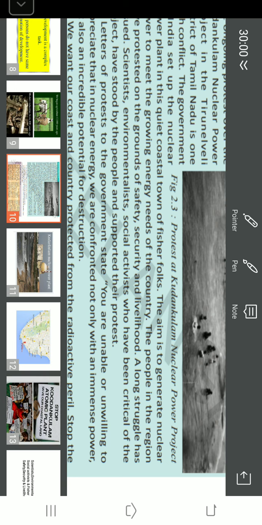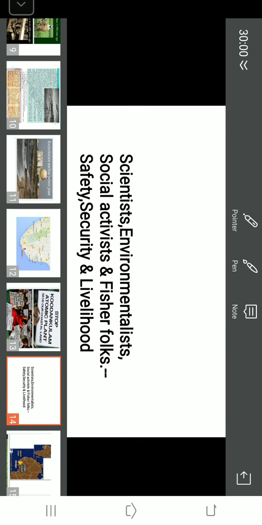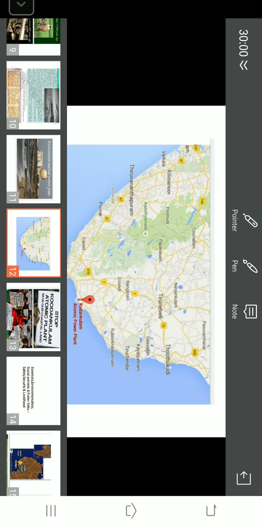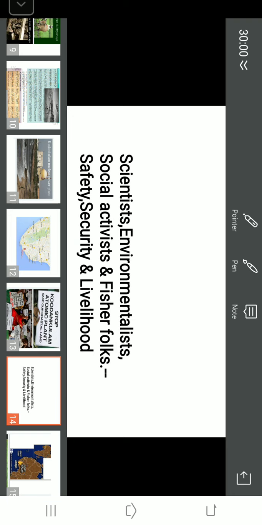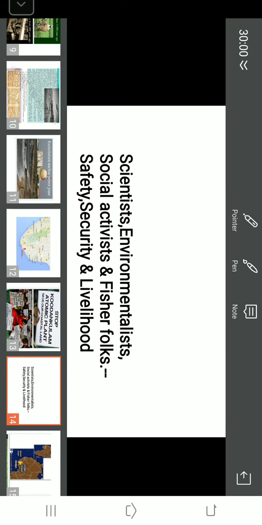And another example, we'll see here. In this protest movement, the people who participated are scientists, environmentalists, social activists, fisher folks. Why did they participate in protest against the nuclear power plant? Because there is no safety to the people who are living there, and it is not secure for the people and disturbing the livelihood. We have many examples.